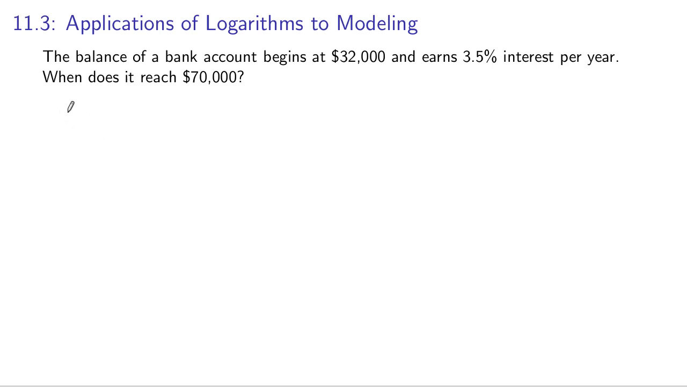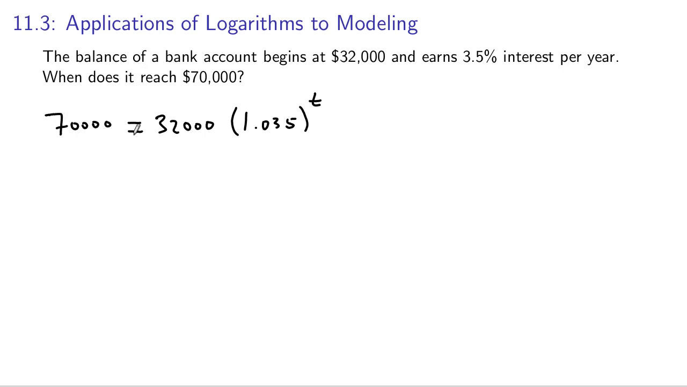So we can set this up using an exponential equation. We know the value of the bank account will be equal to the initial balance, $32,000, times the annual growth factor at a rate of 3.5%. That'll be 1.035 to the t power, where t is time in years. We want to know when that value reaches 70,000.